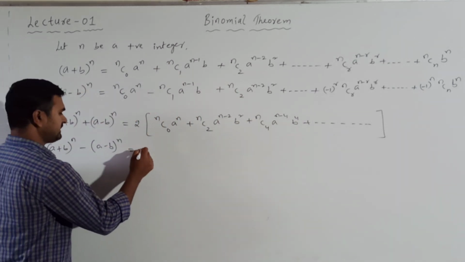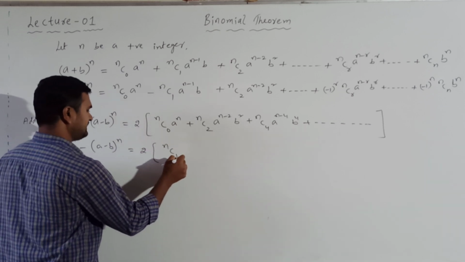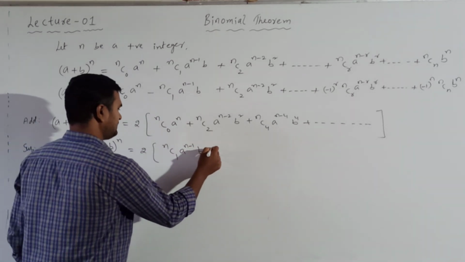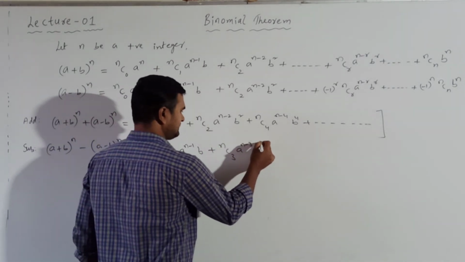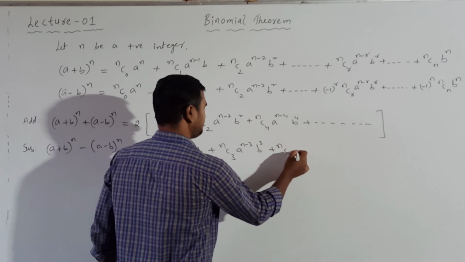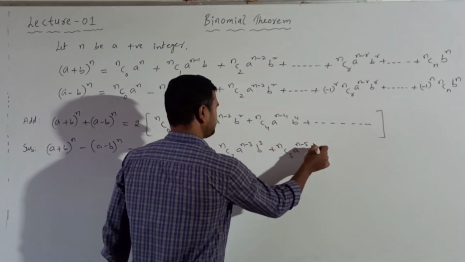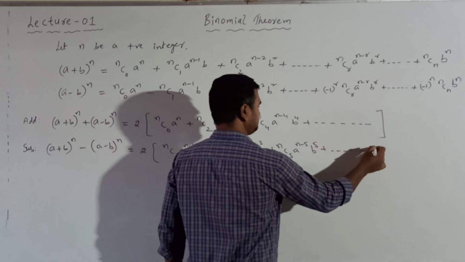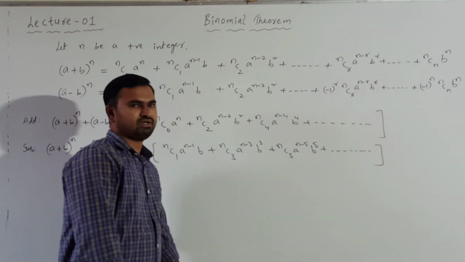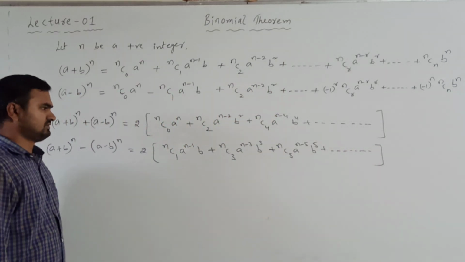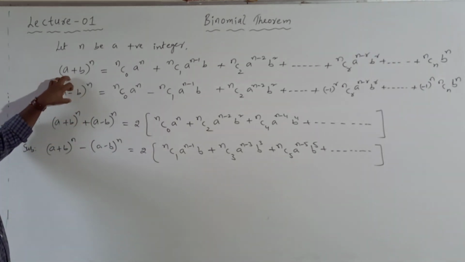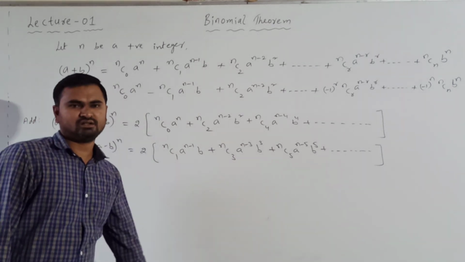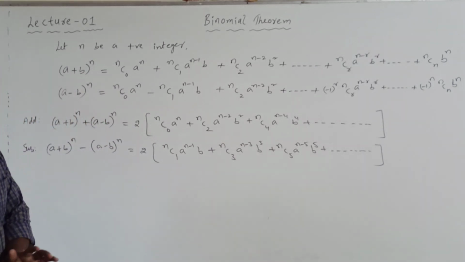So we'll get 2 times of nc1 a power n minus 1 into b, nc3 a power n minus 3 into b cube, nc5 a power n minus 5 into b power 5 and so on. Again depending on n value, we will get the last terms. So this is the addition and subtraction of these two expansions, (a plus b) whole power n and (a minus b) whole power n.